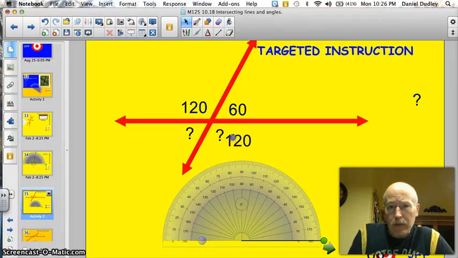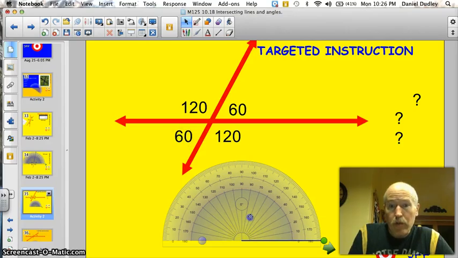Opposite angles are equal, so this one here is going to be 120 degrees. And of course, this one will be 60 degrees. And look at down here too. This is 180 degrees this direction too, so 60 plus 120 is 180.